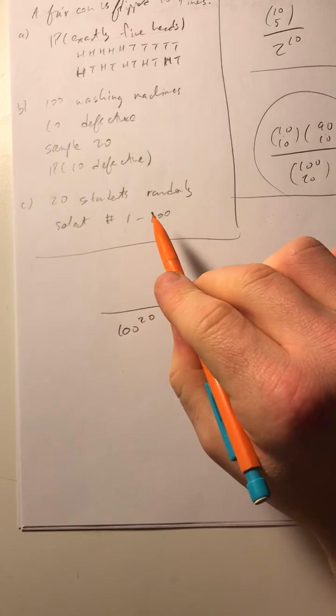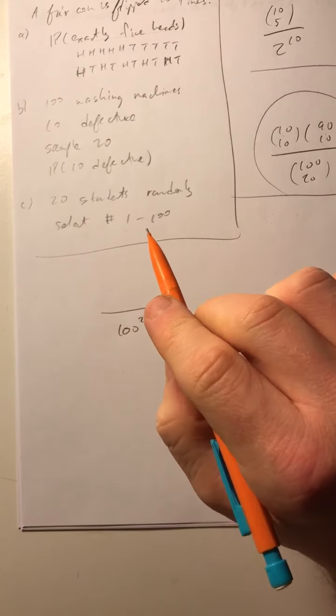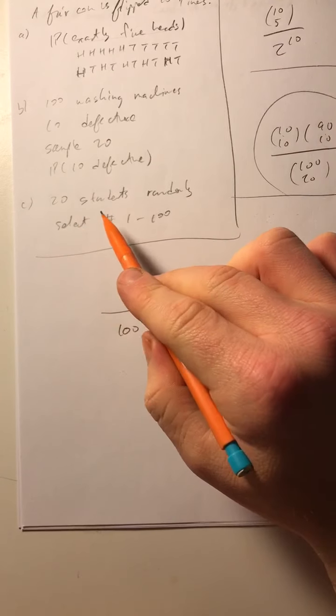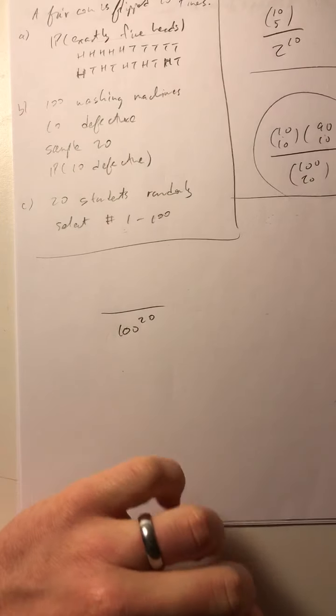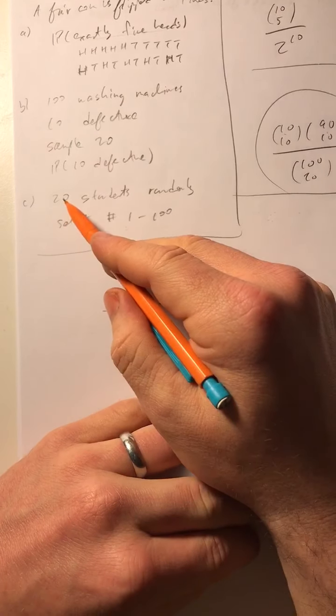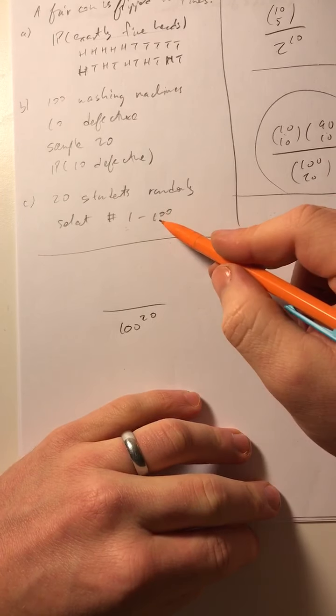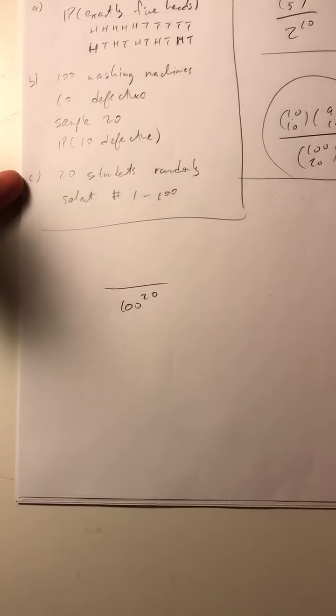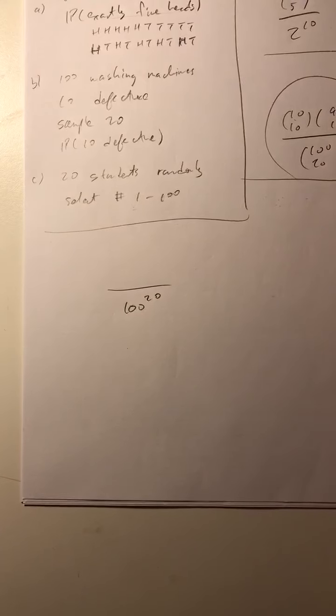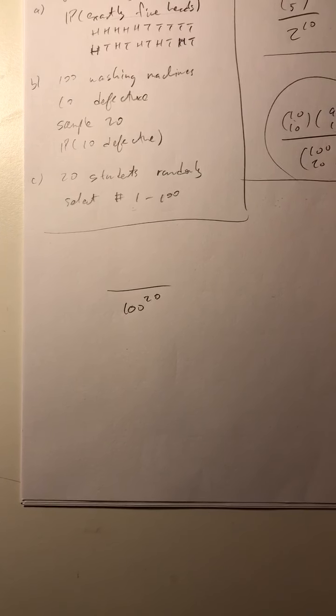What's the question? The question was, what's the probability that they all pick different numbers? So I want to count the number of ways that they could pick different numbers. Well, if I have 20 students picking numbers 1 through 100, remember the students are lined up and order matters. So in order to frame this problem, Alice choosing 1 and Bill choosing 2 is different than Bill choosing 1 and Alice choosing 2.